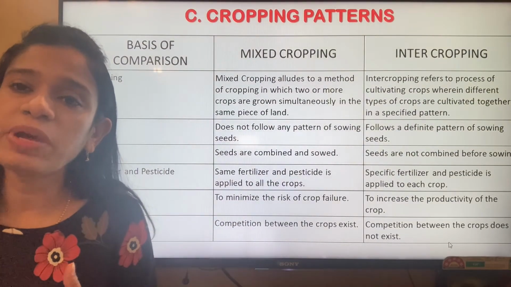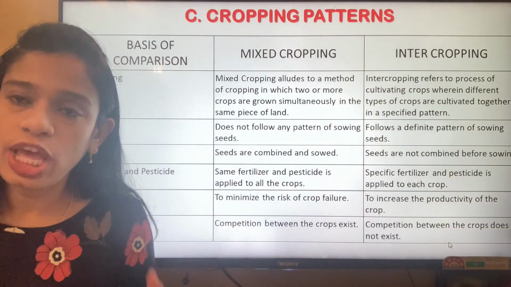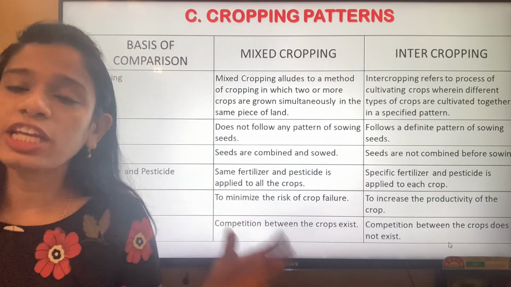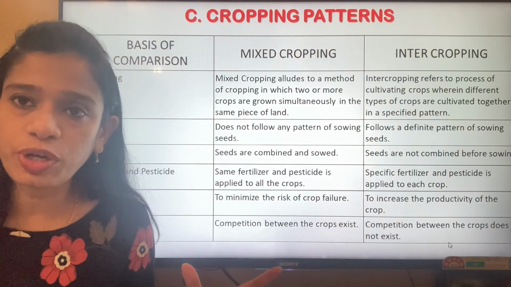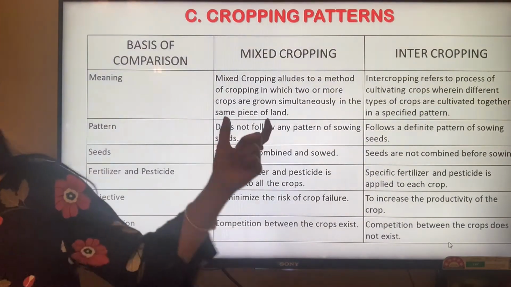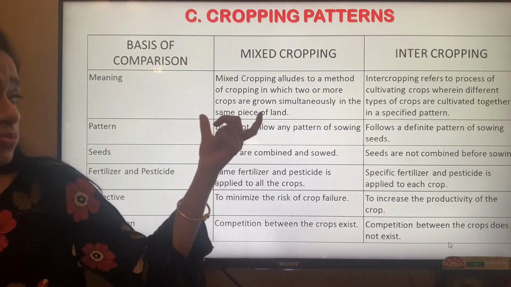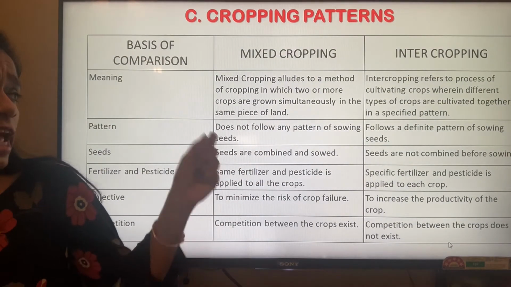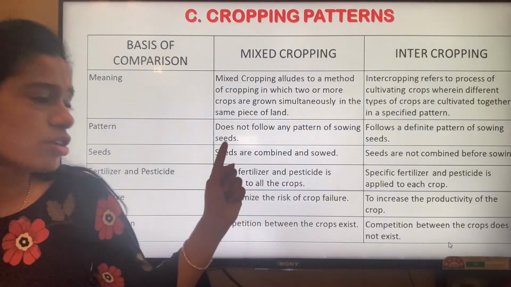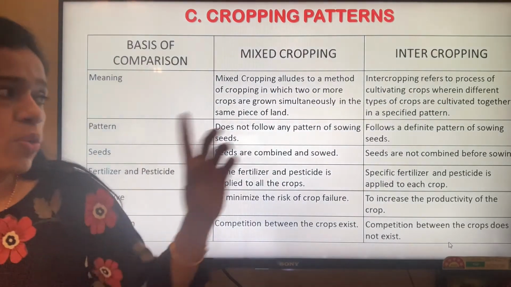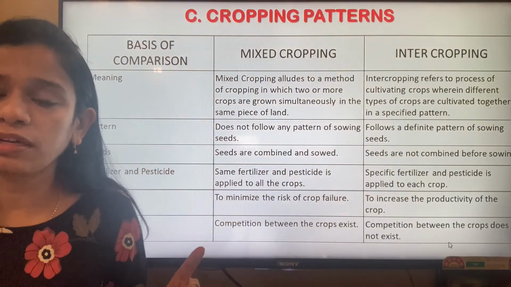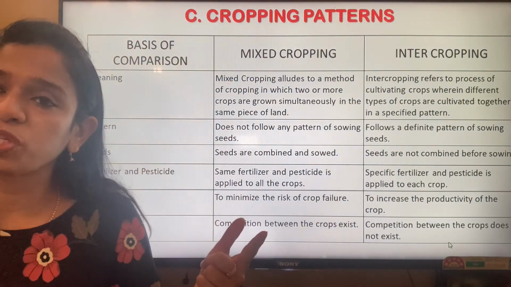The seeds are mixed and put into the soil so that every inch of land gets some kind of crops and some kinds of produce. So all are grown simultaneously in the same piece of land. It does not follow any pattern of sowing of seeds, whereas intercropping follows a definite pattern of sowing, how the seeds should be sown.